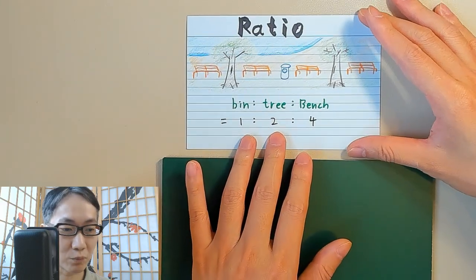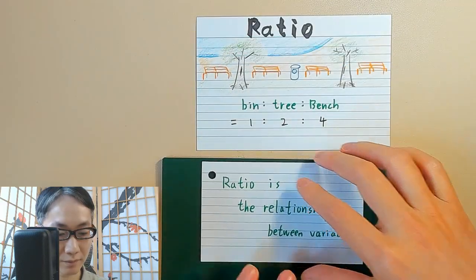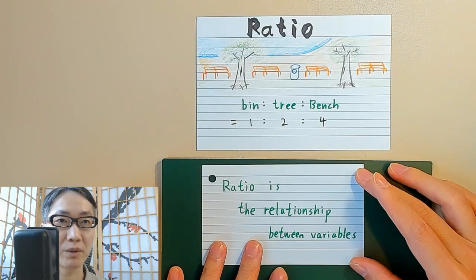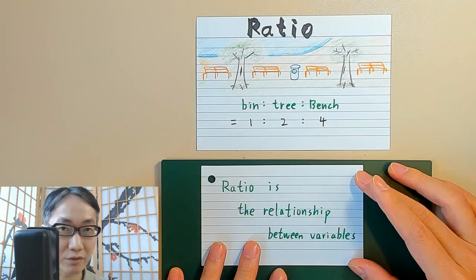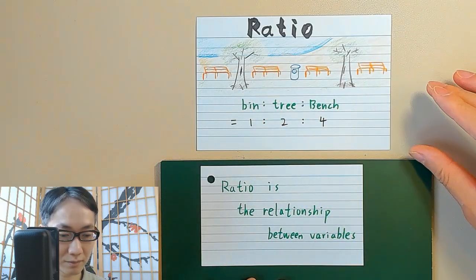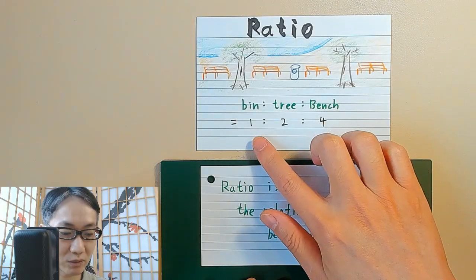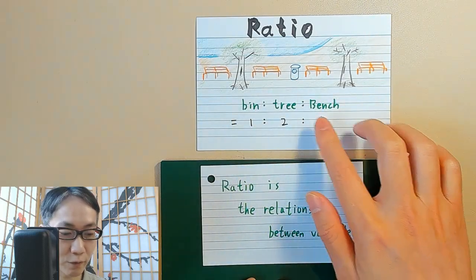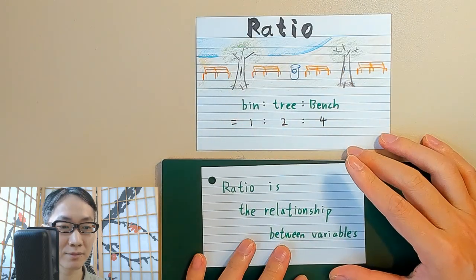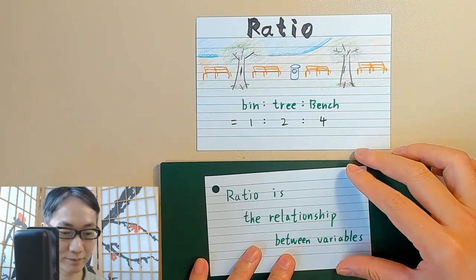So ratio basically is the relationship between variables. It stays the same given the same situation. So in this situation, it remains 1 to 2 to 4. We have 1 bin, 2, 3, 4 benches here. Or what if there are more?